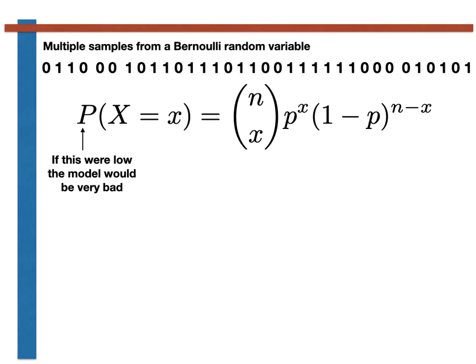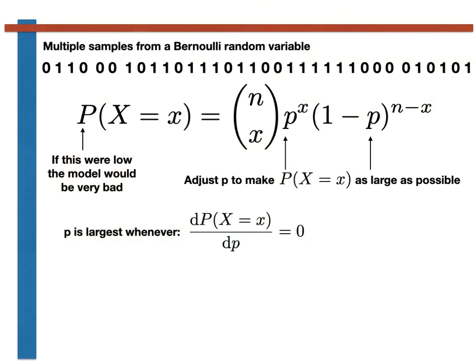What we therefore need to do is to adjust the value of the parameter p to make the probability that capital X equals small x as large as it can possibly be. In other words, we want to adjust the parameter p so as to maximize the probability that capital X is equal to small x, the value that we got in the experiment. We know how to maximize a function, however. We simply take the first derivative of the function and set it equal to 0. In this case, we thus need to differentiate the probability that capital X equals small x with respect to the parameter p and set this equal to 0.